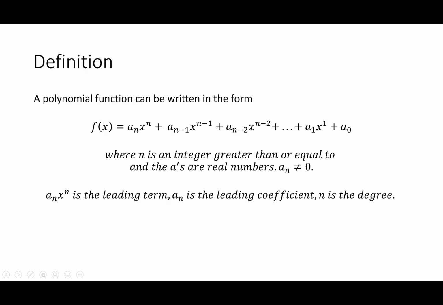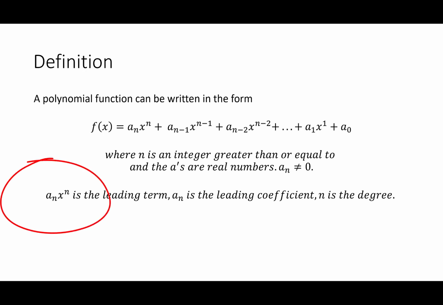So let's grow this definition a little bit and move on to a polynomial function. A polynomial function can be written in the form f of x is a sub n x to the n plus a sub n minus 1 x to the n minus 1 plus a sub n minus 2 x to the n minus 2 plus dot dot dot a sub 1 x to the 1 plus a naught. This time the n's are integers, so they're not real numbers, and all of these integers are going to be greater than or equal to 0. The a's can be different. They're all real numbers. We just need the a sub n not to be 0.